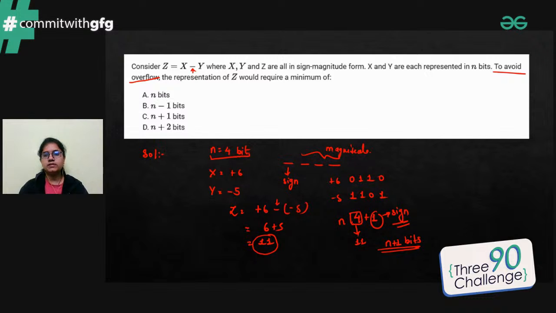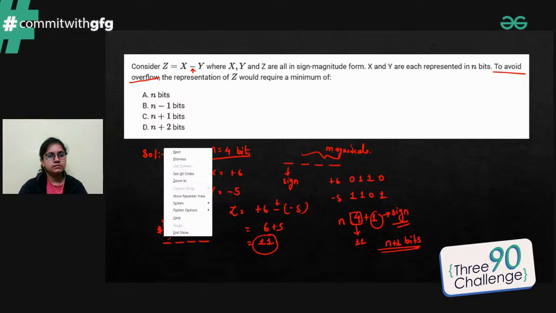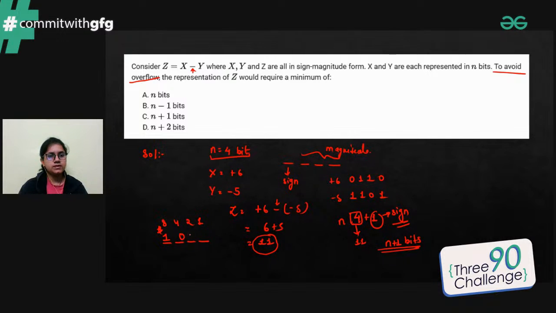Is everyone clear with this question? So this will be 1, 2, 3, 4, and here the weightage will be 8, 4, 2, 1. To make it 11, it will be 1 here, this will be 0, this will be 1, this will be 1. So here we represented 11. But again, we need the sign bit, so we are adding one more bit. So how many will it be? 1, 2, 3, 4, 5.